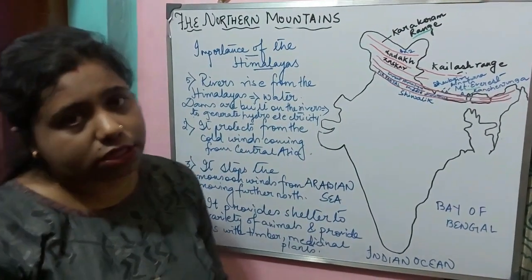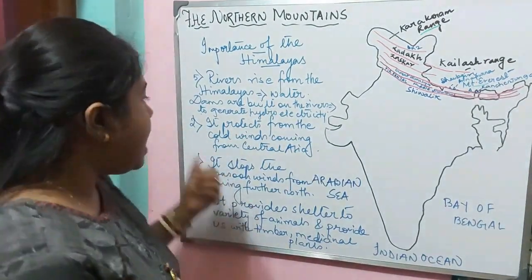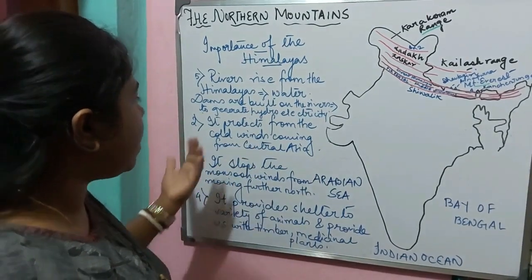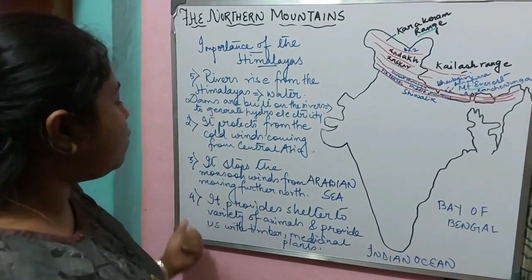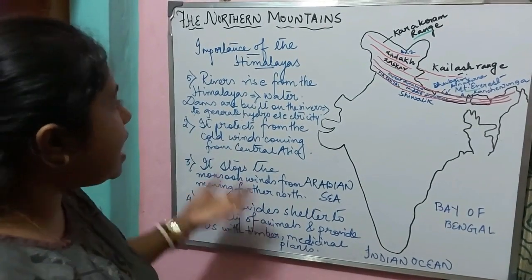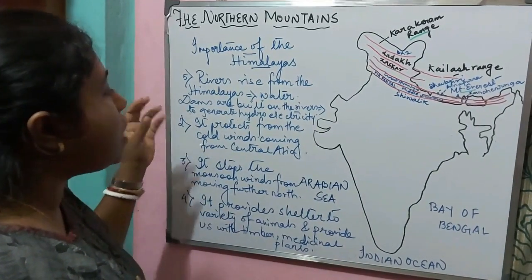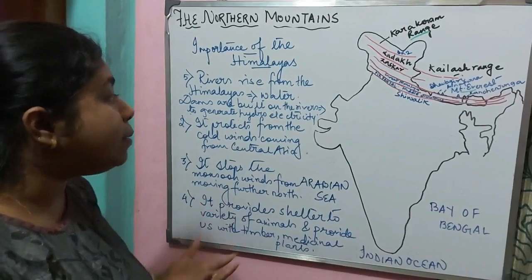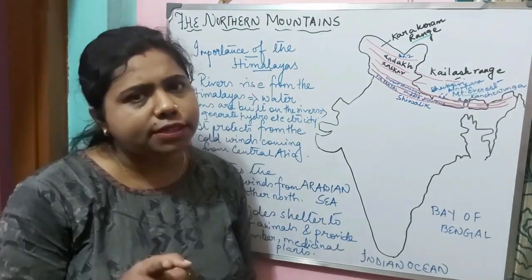So what is the importance of Himalayas? It acts as a wall on the northern borders. It protects us from the cold winds coming from Central Asia. It stops the monsoon winds from moving further north. It provides shelter to a variety of animals and provides us with timber, medicinal plants. And there are certain rivers which rise from the Himalayas, and dams are built on the rivers which help to generate hydroelectricity. I hope all of you understood.